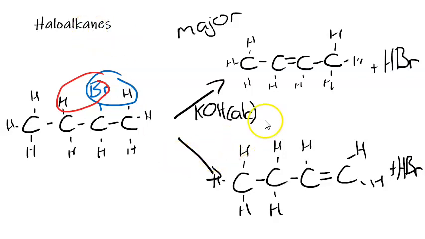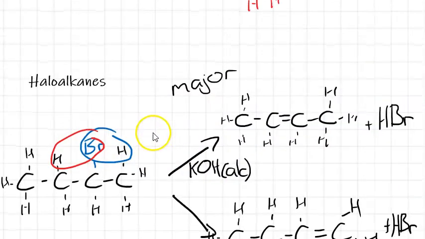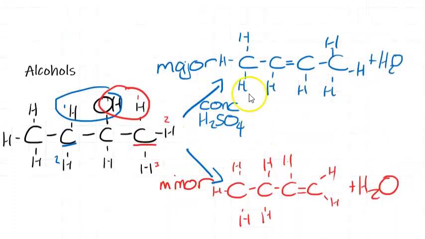So that's all that we need to know for elimination reactions. Just remember the reagents. If we've got alcoholic potassium hydroxide, then we'll eliminate the halogen and a hydrogen next to it for haloalkanes, and for alcohols, if we've got concentrated sulfuric acid, that's what we will get there.